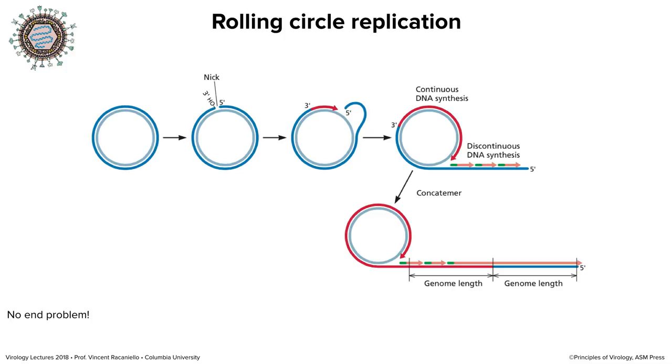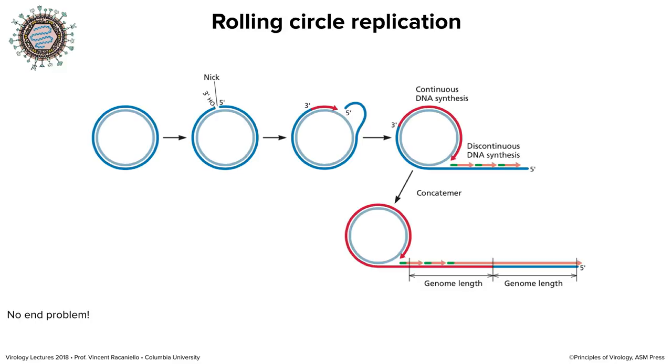And this is rolling circle replication. A rolling circle gathers no moss, I like to say. We start with a double-stranded DNA. One strand now has to be nicked. Otherwise, we don't have a free 3' hydroxyl on which to polymerize.